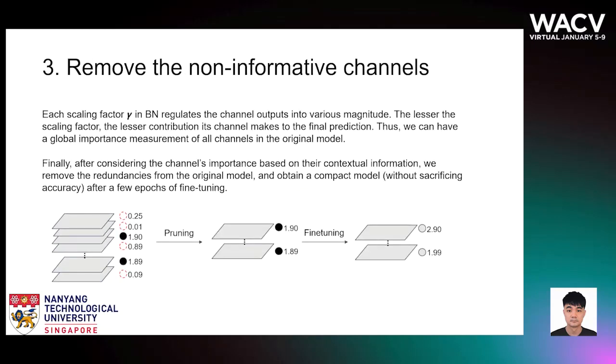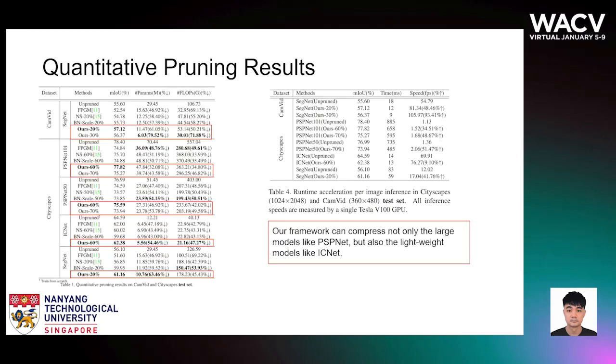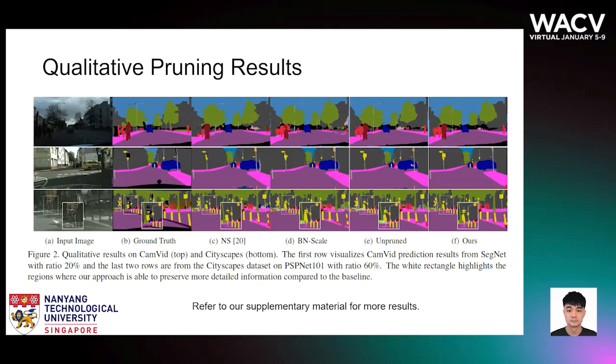The third step is to obtain the efficient network architecture by pruning. Since the important channels are now determined, we can safely remove the redundant channels with zeroed-out scaling factors. And finally, we fine-tune the compact model for a few epochs to recover the inevitable performance loss due to the parameter removal. The results show our advantage in compressing not only the large models, like PSPNet, but also the lightweight models, like ICNet. Here are our qualitative visualization results.